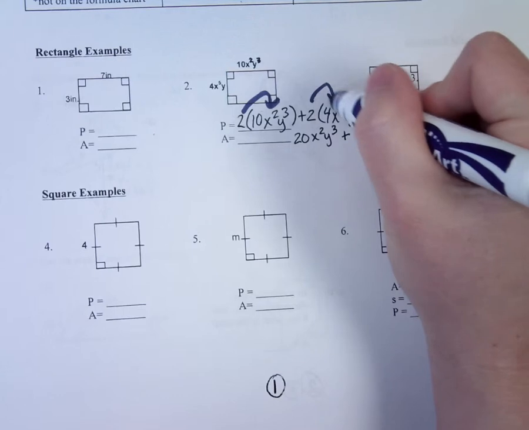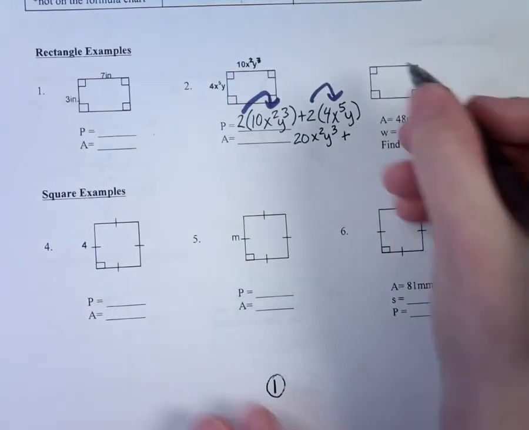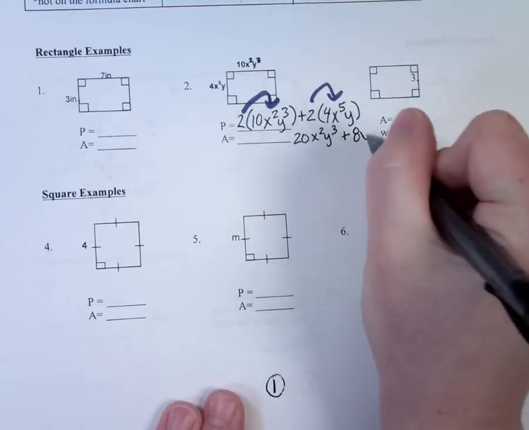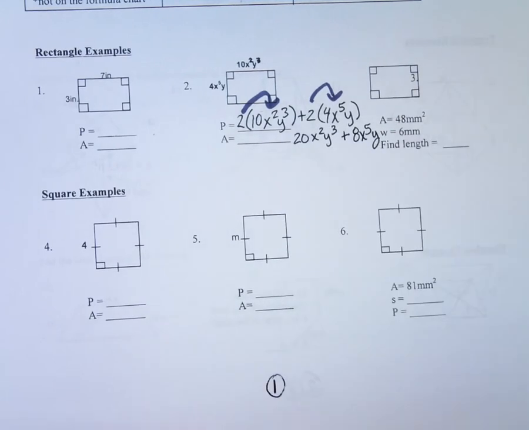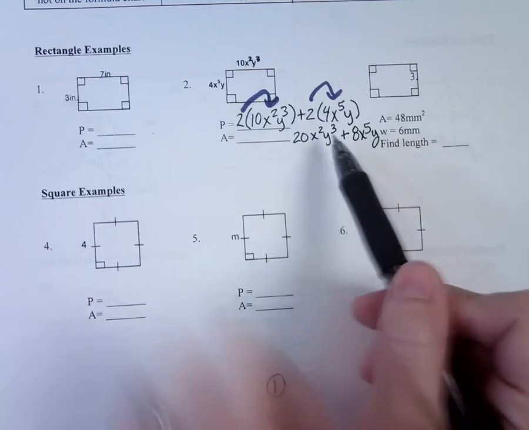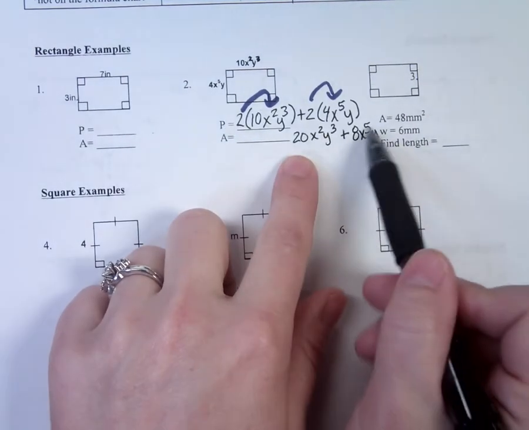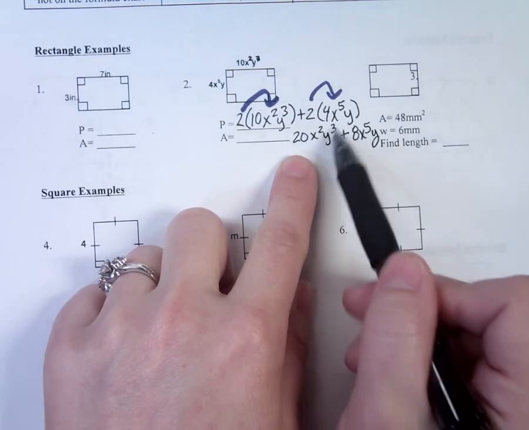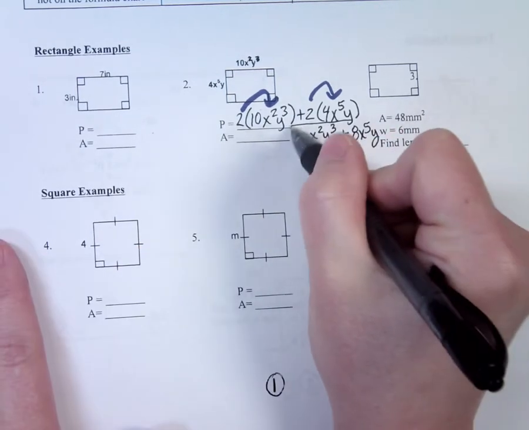And then if I take 2 times the 4x to the 5th y, what would that be? Okay. And then do you think I can actually add those together? To add or subtract, they have to be like terms, which means the letters and the variables have to look exactly the same. Same letter, same exponent, and they don't. So that's as good as it gets.